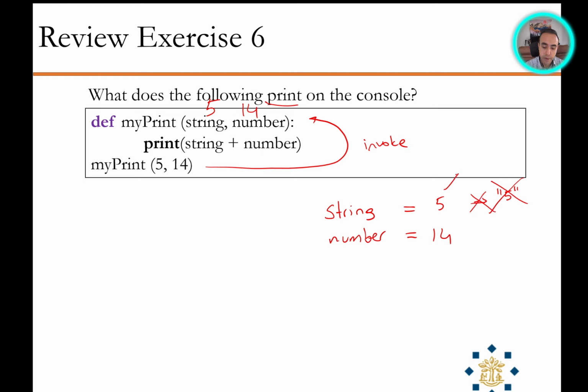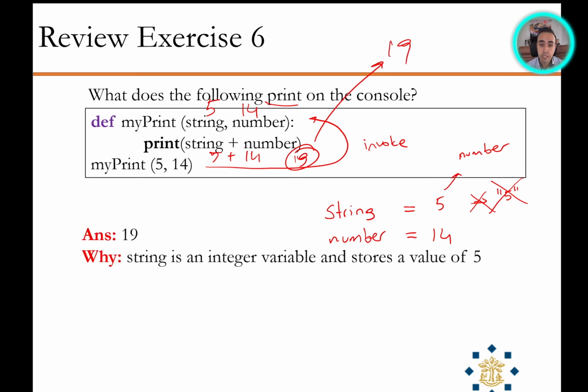So 5 here is a number, because this is a number. If we, for instance, sent 5 in double quotation marks, then the answer would be different. And we're actually going to see an example of it, so I don't want to spoil anything. So what we have here is 5 plus 14, and that's 19. And we print 19 on the console.